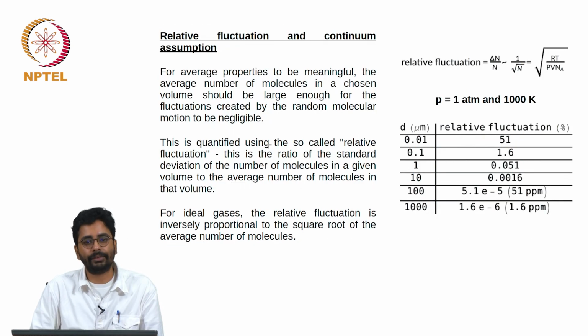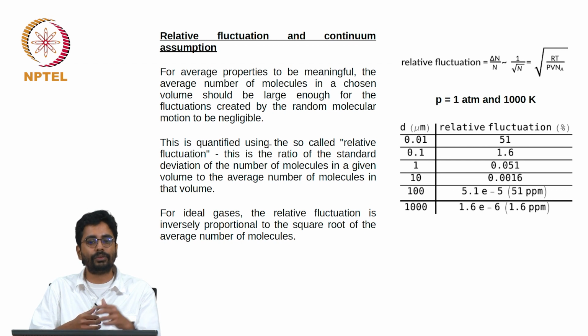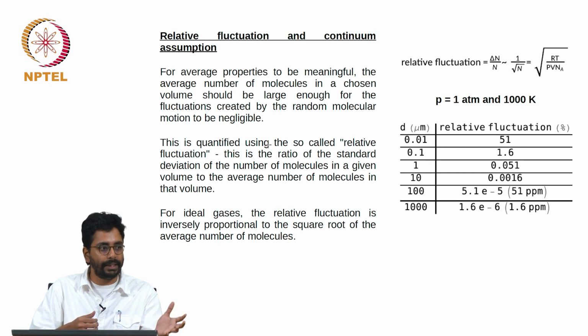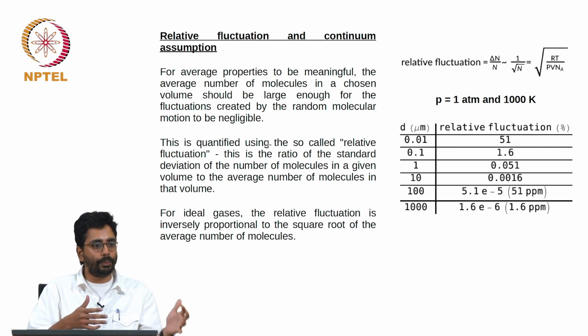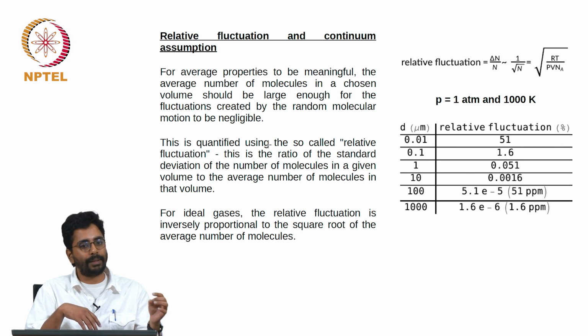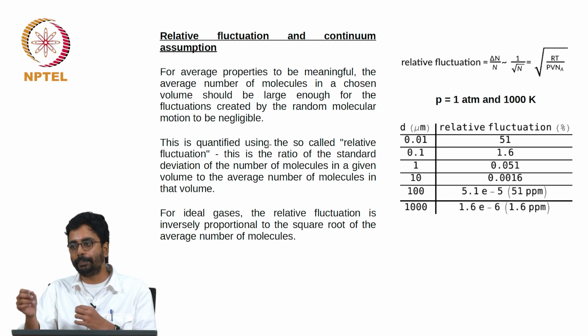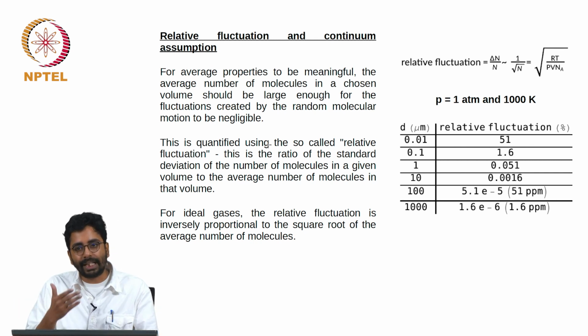So, we will address the two aspects separately. One is how small the volume can be, and how large, so what is the lower limit and what is the upper limit. Lower limit so that thermodynamic averages can be meaningfully defined, upper limit so that the thermodynamic equilibrium assumption is valid. So, we will look at the lower limit first.